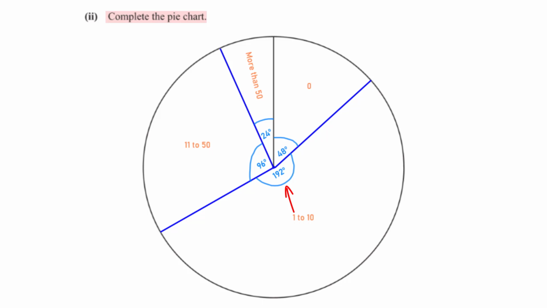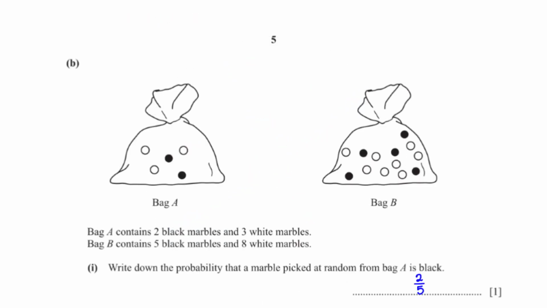Bag A contains 2 black marbles and 3 white marbles. Bag B contains 5 black marbles and 8 white marbles. Write down the probability that a marble picked at random from bag A is black. This probability is equal to the number of black marbles in bag A, which is 2, divided by the total number of marbles, which is 5.